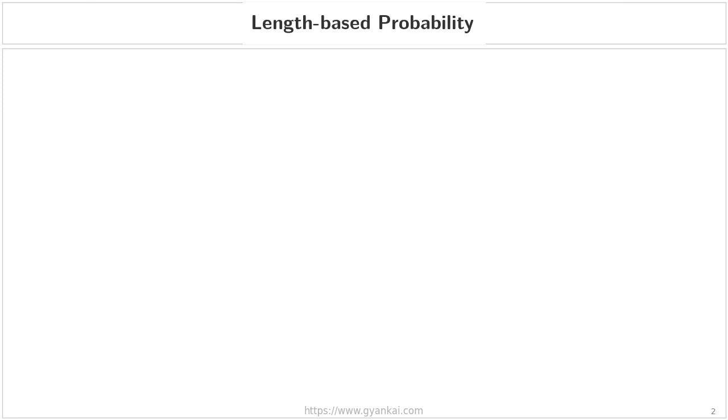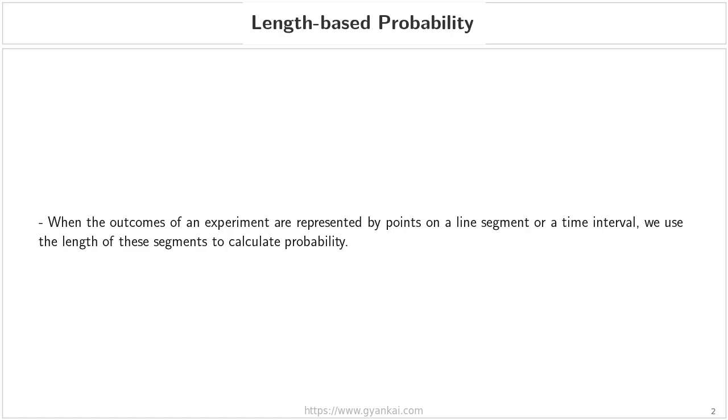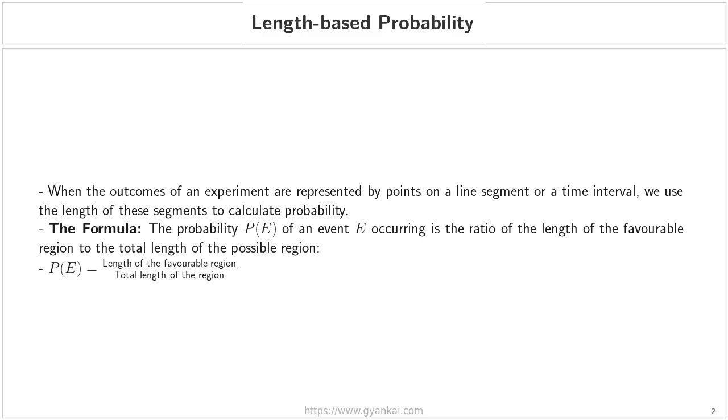Length-based probability. Now that we understand that we can't count infinite outcomes, let's look at our first practical application, length-based probability. Think back to the previous slide where I mentioned that we need a new way to measure probability. When our outcomes aren't things we can count, but are instead points on a line segment or even a duration of time, we use the length of those segments to find our answer. To do this, we use a specific formula.